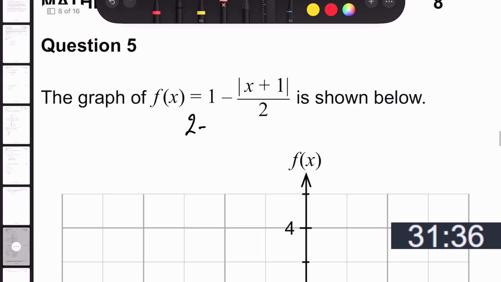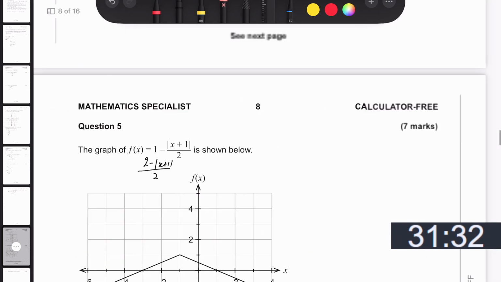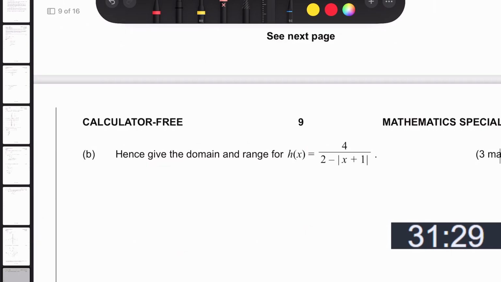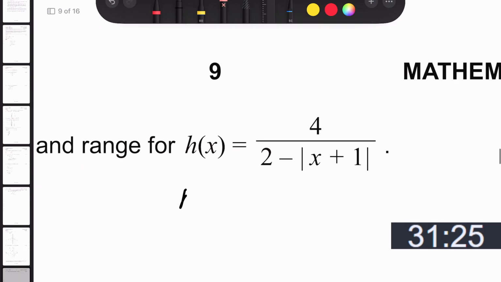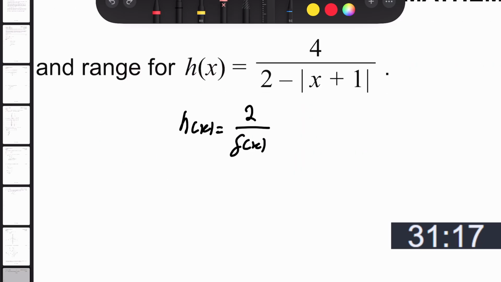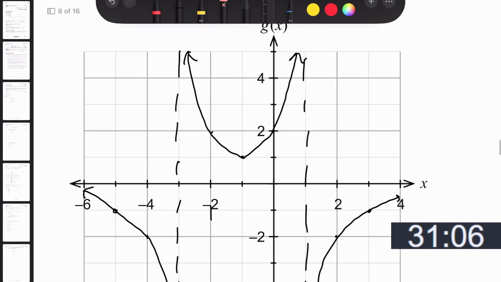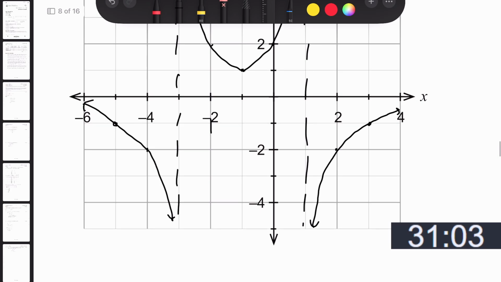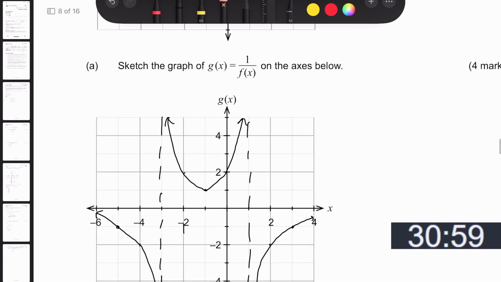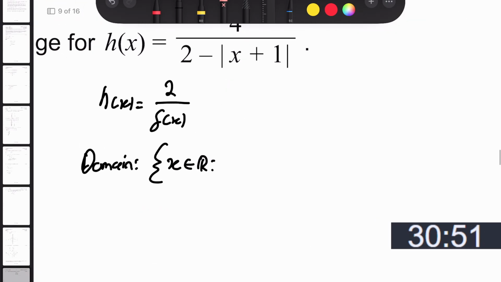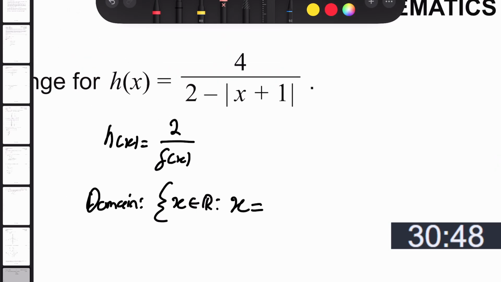Hence, give the domain and range of h of x. So this is 2 over f of x, which is 2 over (x plus 1) over 2. So let's just do the domain first. x is a part of the reals such that x cannot equal -3 or 1. x cannot equal -3, and x cannot equal 1.